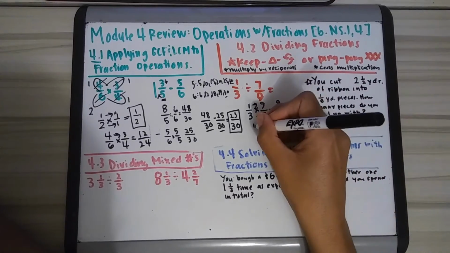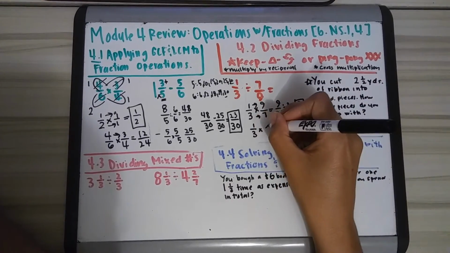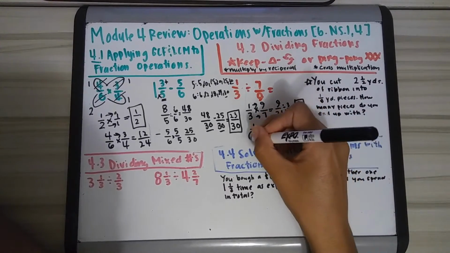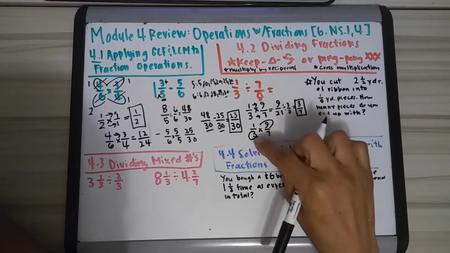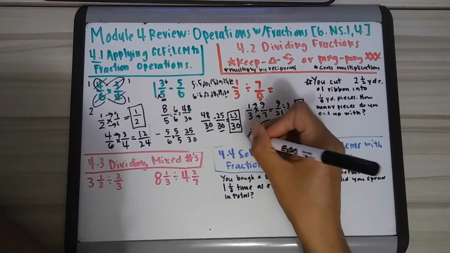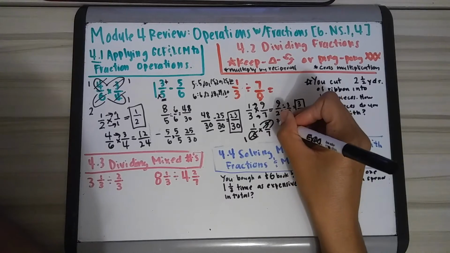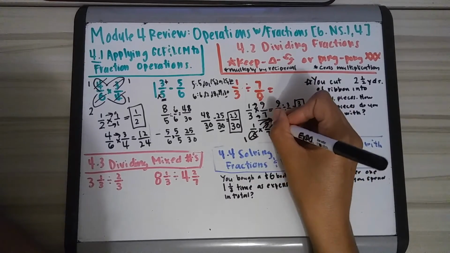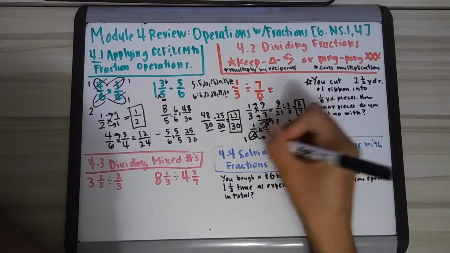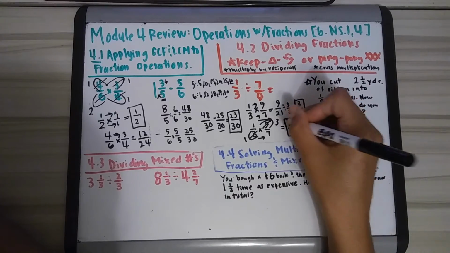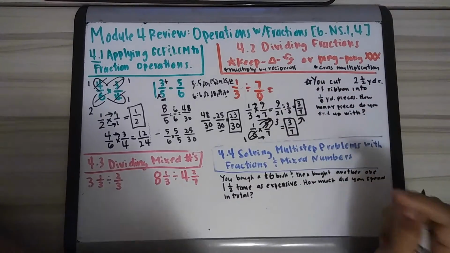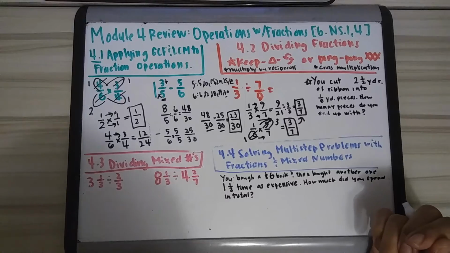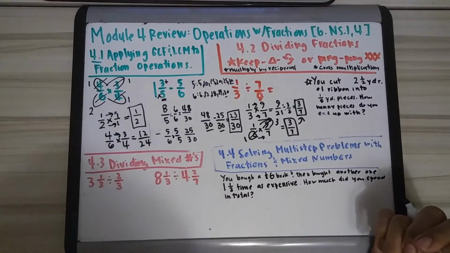But if we cross cancel, which I recommend that you get used to, I'm going to look at them diagonally, and they do have a common factor of 3. So 3 goes into 3 once, 3 goes into 9 3 times. And then I go straight across. 1 times 3 is 3. 1 times 7 is 7. Voila! See, same answer, different method. I personally prefer cross-canceling because that's just the way my brain works.